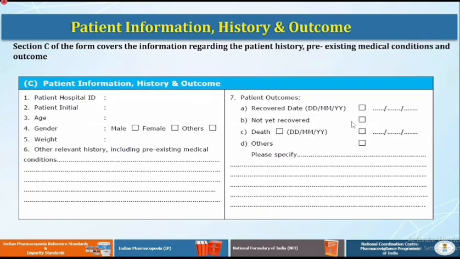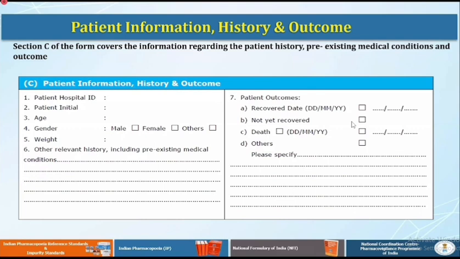Patient information or patient ID, age, weight, and past history of the patient we require. Why do we require this information? Because this helps us to obtain the causality of the reported case. Causality means relatedness between the use of the medical device and the occurrence of the adverse event.